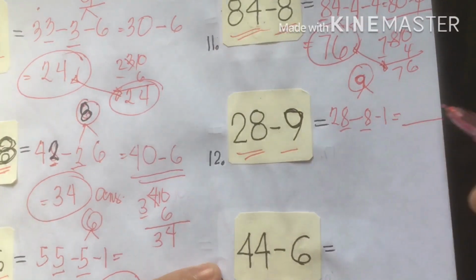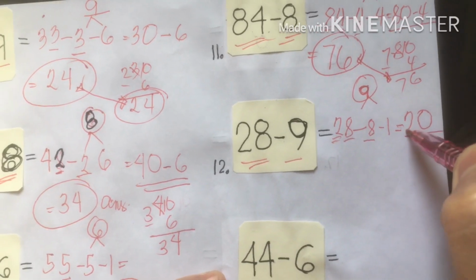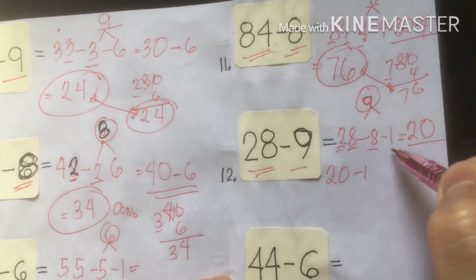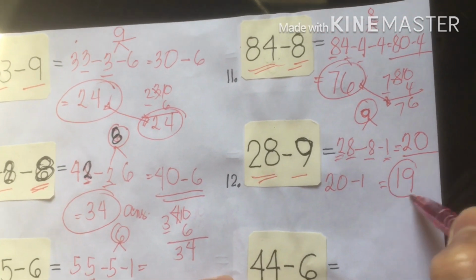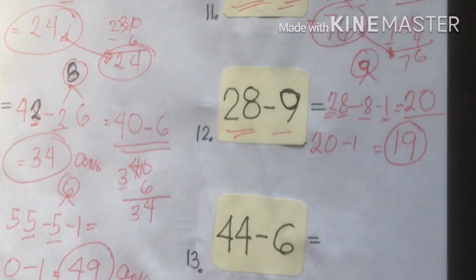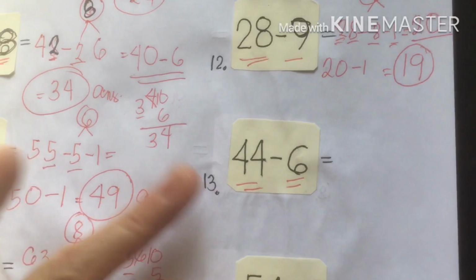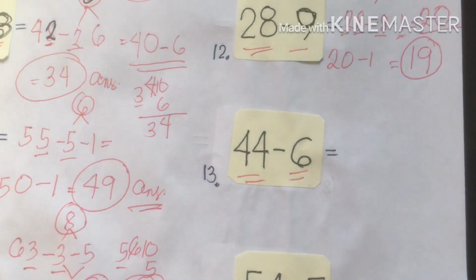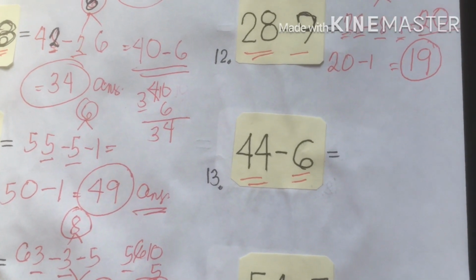8 minus 8, guys, it's 0. Then I copy 2, so the result is 20. Then I rewrite 20 minus 1, the next digit. Then the result is 19. Okay, hope, guys, you can follow. Next number, 44 minus 6, that's number 13. Okay, this is a correct equation. So I think we have two numbers which are incorrect equations. So that's correct.